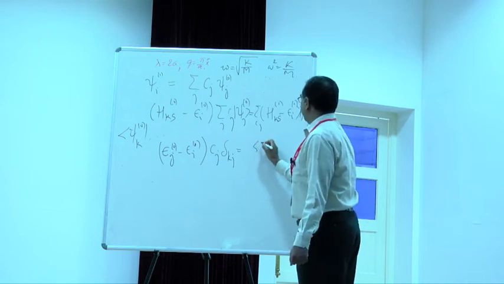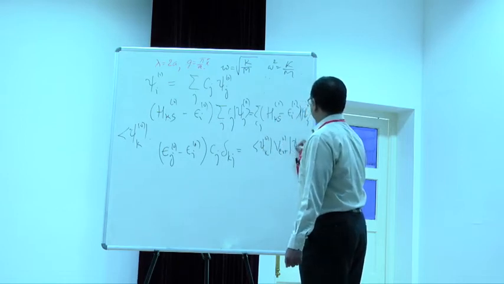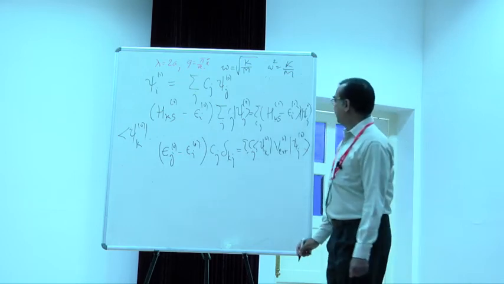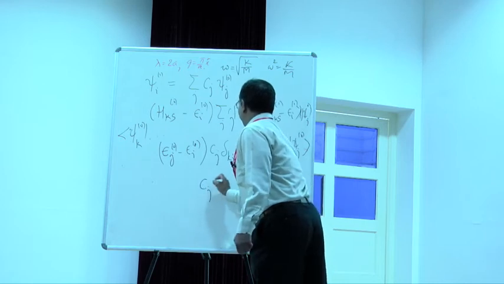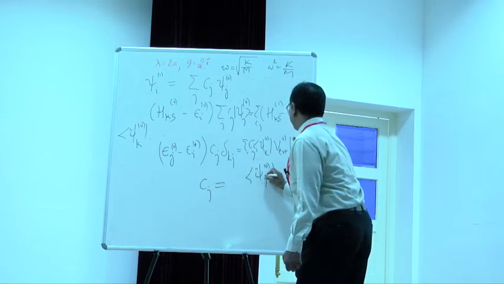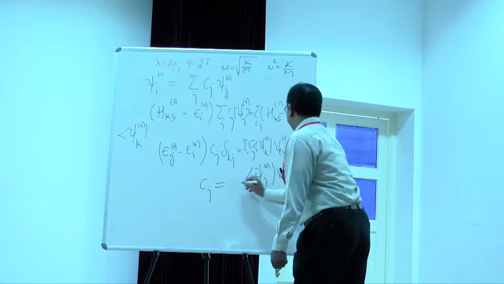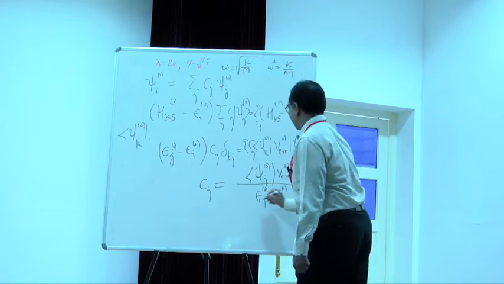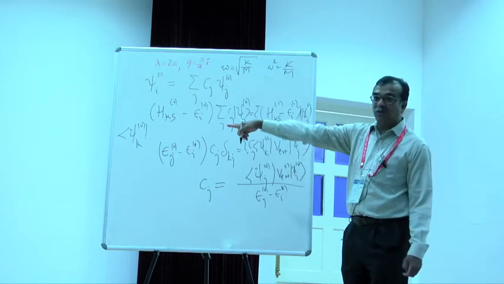On the right hand side, I will get basically psi k0, and let me call this a perturbation 1 for simplicity, psi I0. Now you will see Cj is equal to psi k0, and because there is a delta function, it will be j, V external 1, psi I0, divided by epsilon I0 minus epsilon j0. I may be making sign errors here, but that's what I get. And this is the normal perturbation theory, if you remember from basic quantum mechanics.